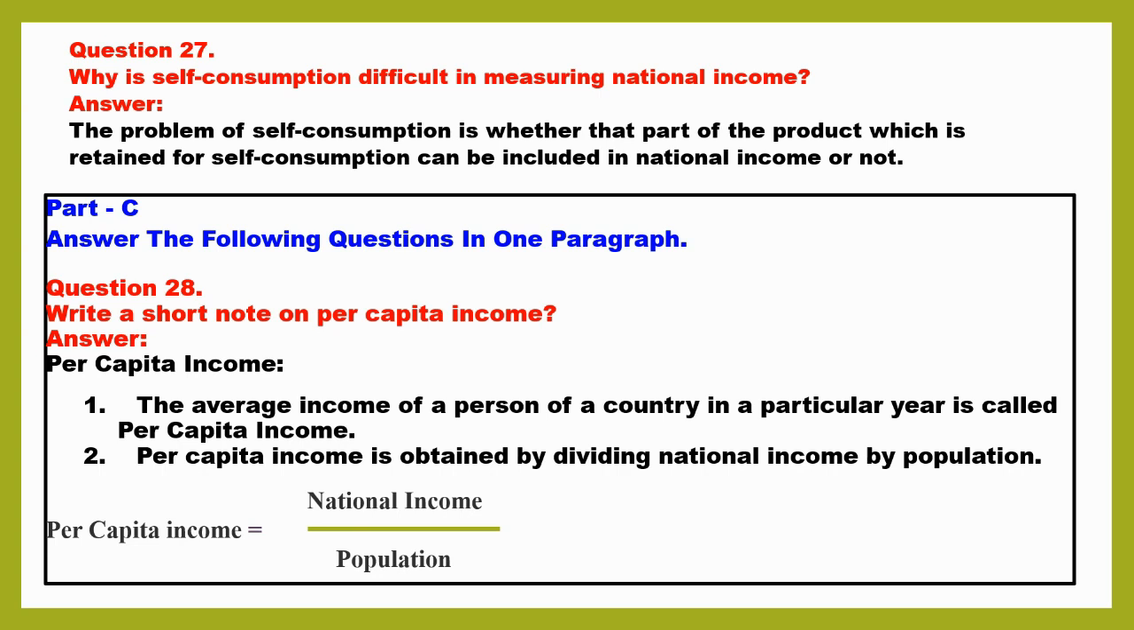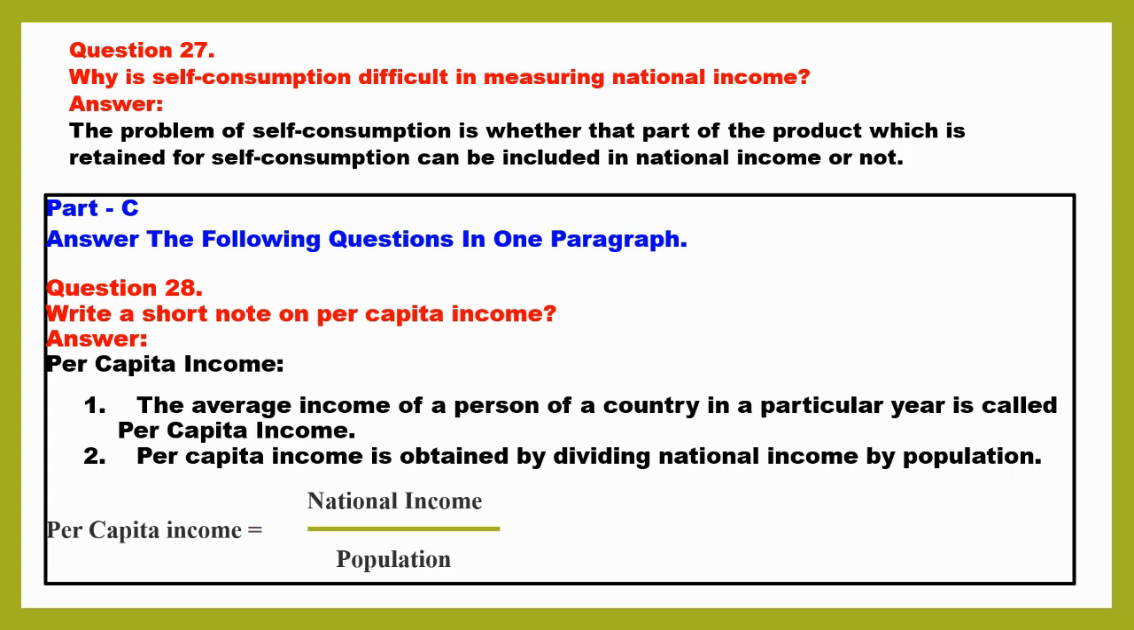Next is part C, 3 marks questions. Write a note on per capita income. Per capita income means per individual income. How is it calculated? The average income of a person of a country in a particular year is called per capita income. It is obtained by dividing national income by population. How do we calculate per capita income? National income divided by population.